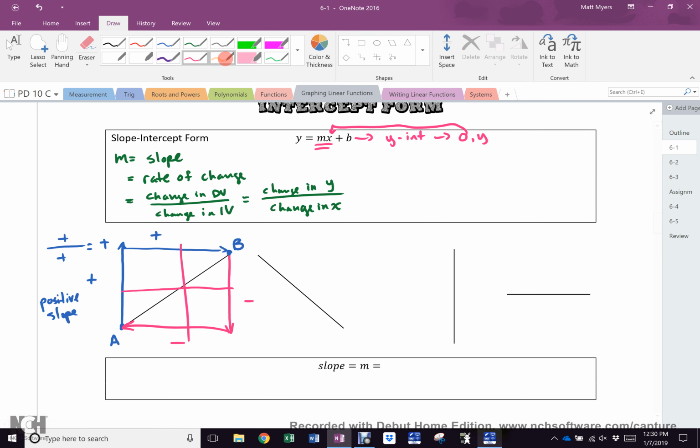This one, there's A, there's B. What's the slope? Remember, I do change in y first. How do I get from A to B? Negative. And then over this way, two different signs. So what's this? A negative slope.